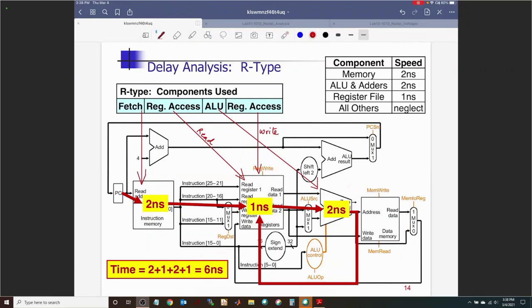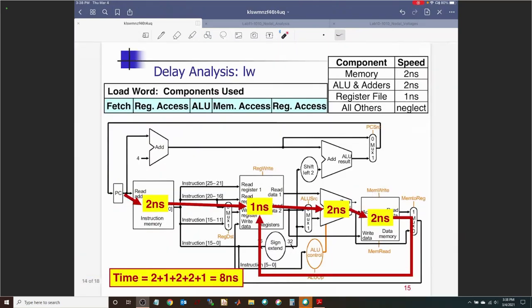I can probably even write read over here because I'm just reading the instruction. All right. A lot of things are going to be similar, but a few things are going to be different for the delay analysis of load word instruction. Because for load word instruction, you do an instruction fetch, you do register access, you do ALU to compute the target address, then you need to do a memory access followed by register write.